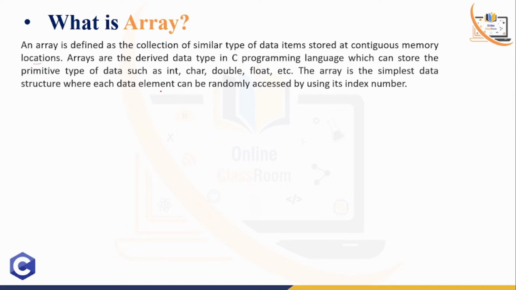So it means that if we write int a[5], it means it is an integer type array, and in that particular array we can store only integer types of data. We can write an array of integer type, character, double, float; each and every type of array is possible in C programming. And obviously the main important thing is that in an array we use the index number.